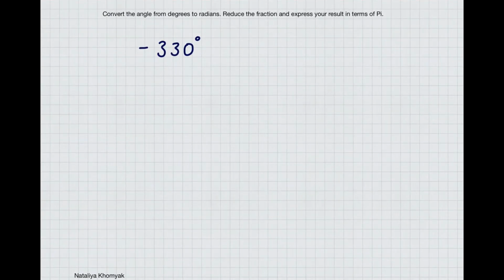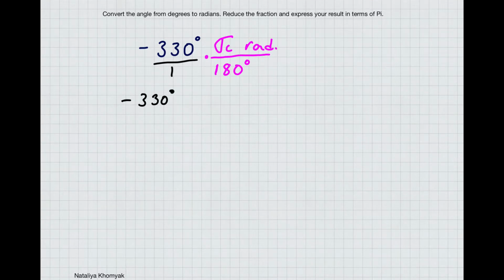Negative 330 degrees. We are still converting from degrees to radians, so I'm going to put 180 degrees in the denominator because this is what I need to cancel out degrees with degrees. So pi radians will go in numerator. 330 degrees is a whole number, so it's out of 1. We are multiplying numerators and denominators together. So we get negative 330 degrees pi radians out of 180 degrees.